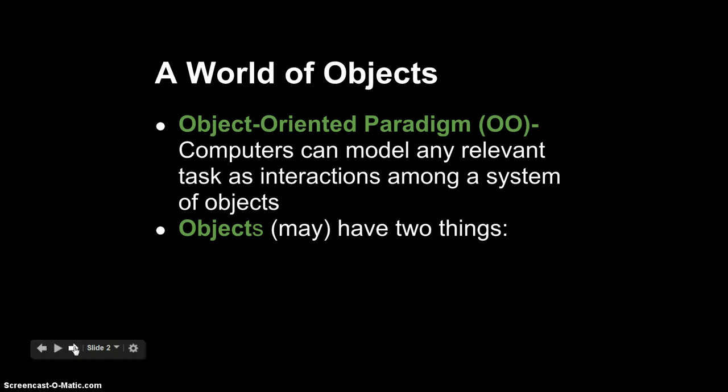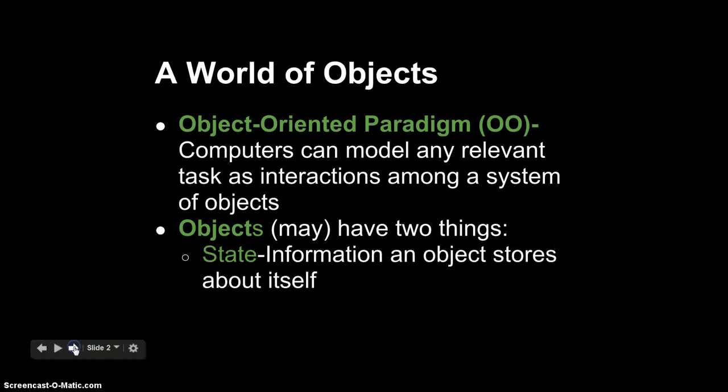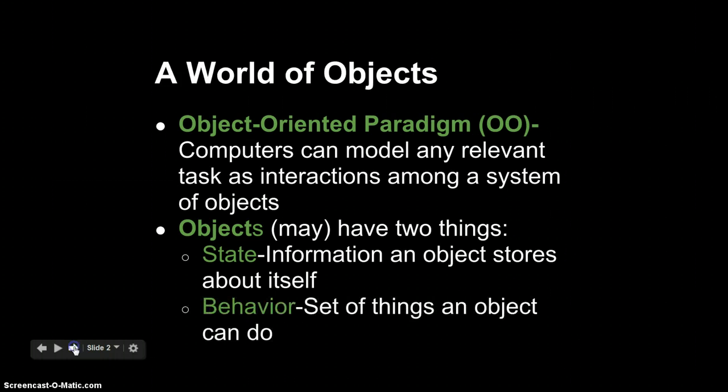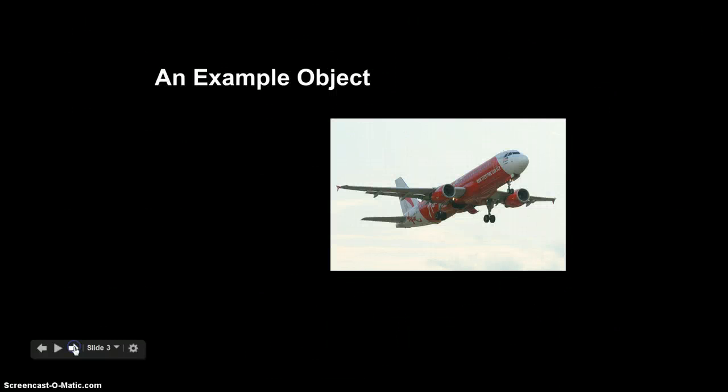That's the big question. Well, objects can have two things. They can have state, so that's information an object stores about itself. And they can also have behavior, so it's a set of things an object can do. If you think about that, you yourself could be modeled as an object. You have state, that's information, maybe your name, age, birthday, weight, etc. And also behavior. You do things as well. You run, skip, jump, all sorts of good stuff. Okay? So let's look at an example.